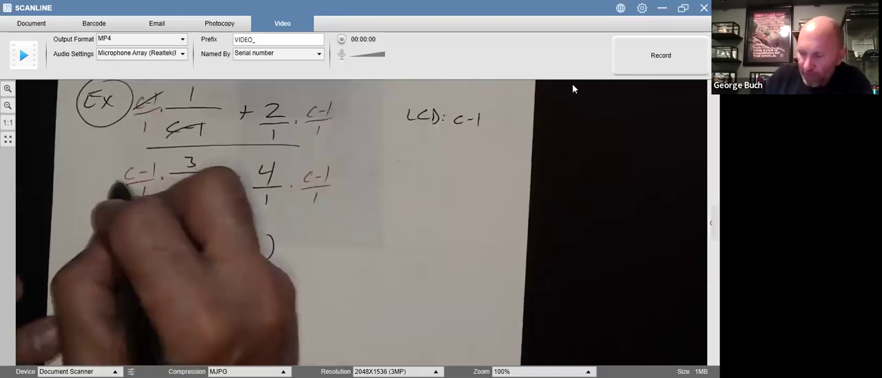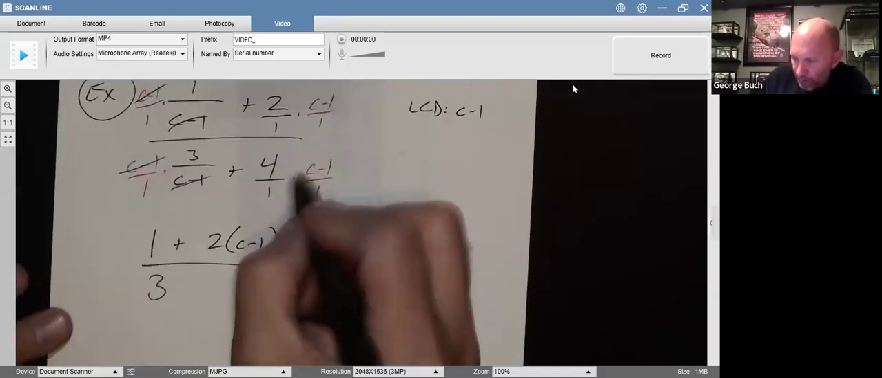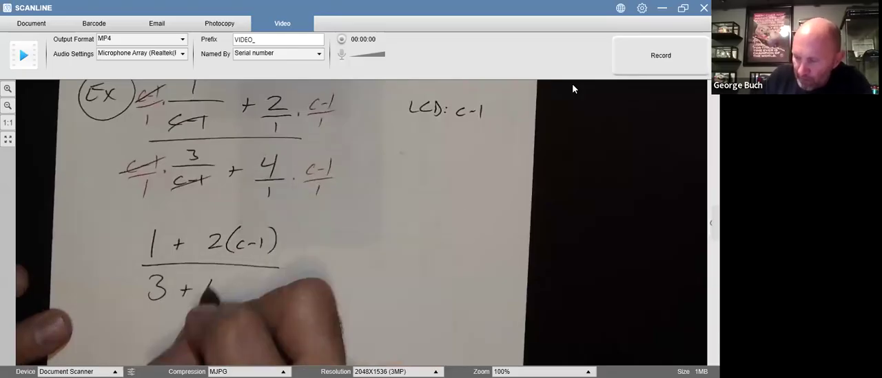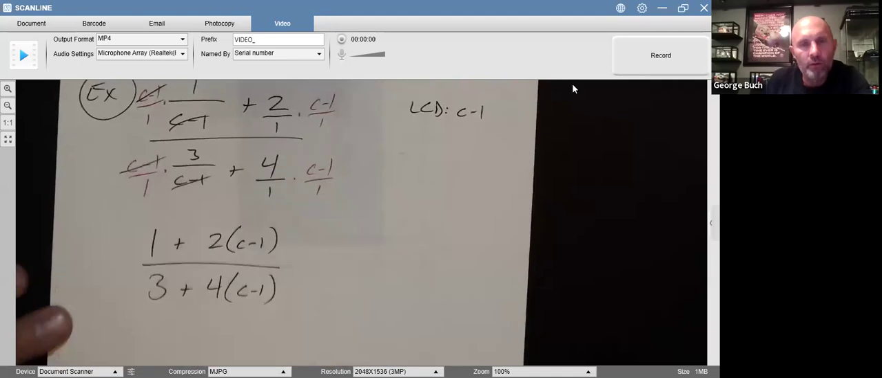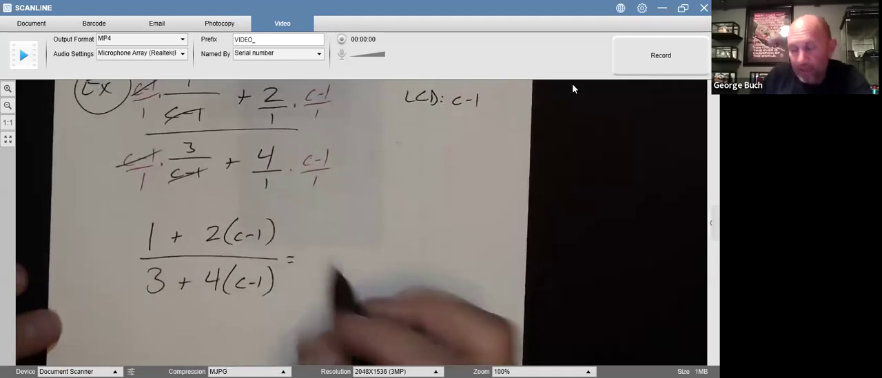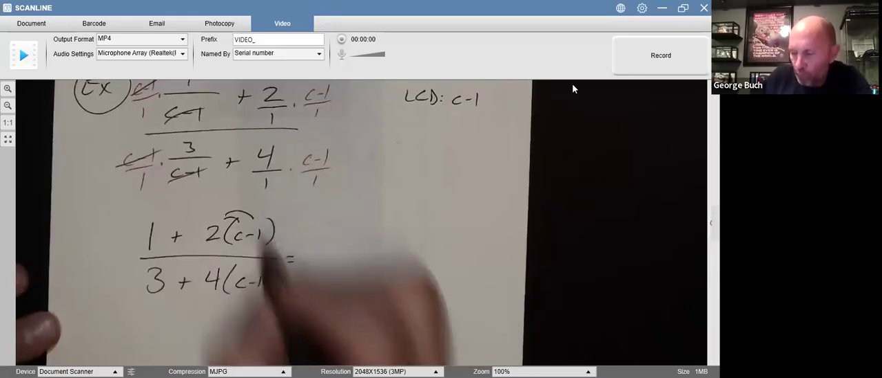Here, the c minus 1's cancel. I have 3. Here, nothing cancels, so I have plus 4 times c minus 1. So now I have to do what? I have to get rid of these parentheses. I have to distribute the 2 and the 4.